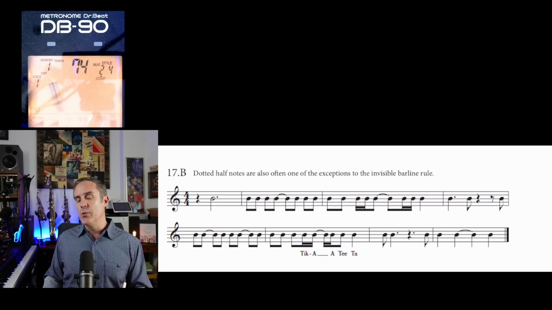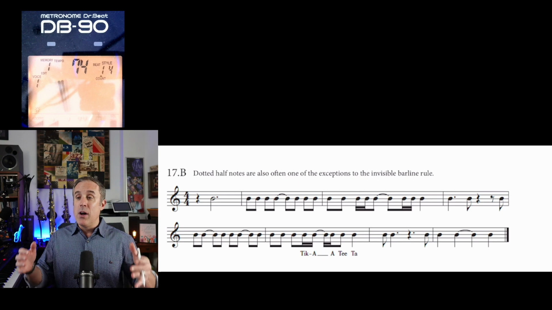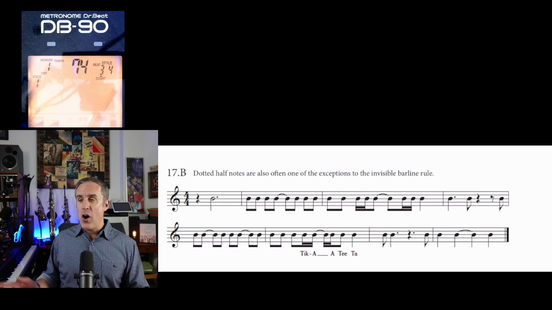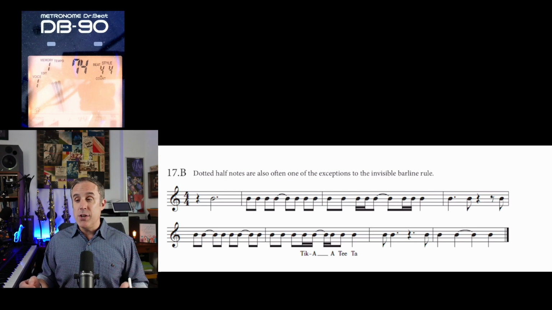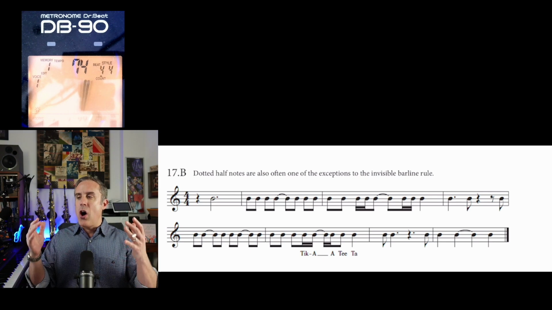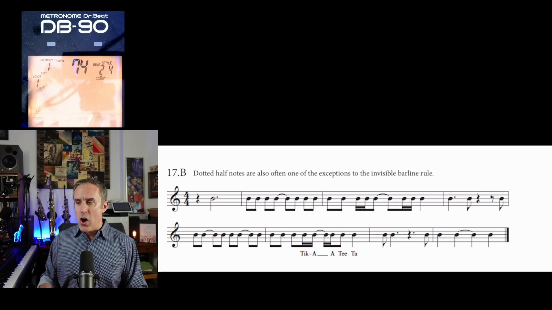1, 2, ready, and ta, Tee, Tee, Tee, Tee, Tee, Tee, Tee, Tee, Tee, Tik-A Tee, Tik-A ta, ta, Tee. Tee, Tee, Tee, Tee, Tee, Tee, Tee, Tee, Tee, Tik-A Tee ta, Tee ta. Tee ta, ta, ta.